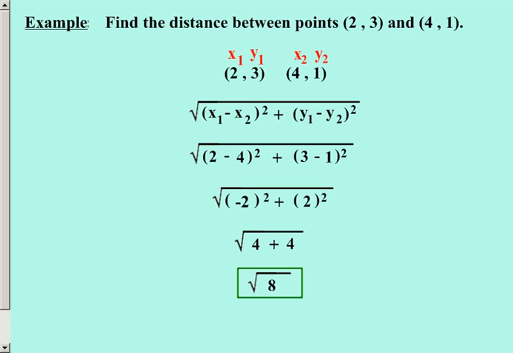If we needed to know exactly how far that is, we could input that into our calculator and get the decimal that goes along with it. But for right now, this is okay.